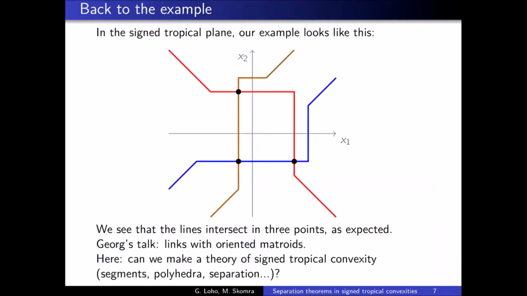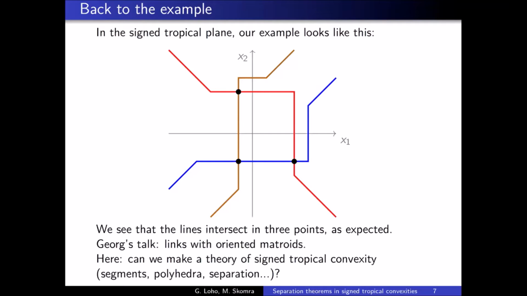So let me show you how it looks on our example. Here we have exactly the same three lines as before, but now I extended them to this signed tropical plane. And we see that in this signed tropical plane, our three lines intersect in 3 points, as they should. But it so happens that these 3 points of intersection are simply not non-negative tropical points. But already here we see that the combinatorics is a little bit closer to what happens over the reals.